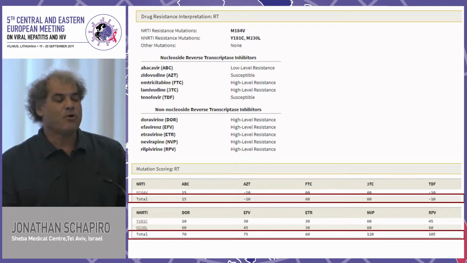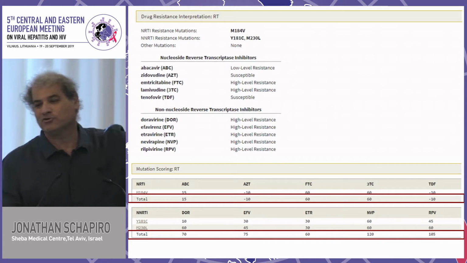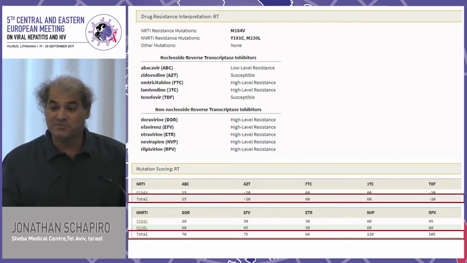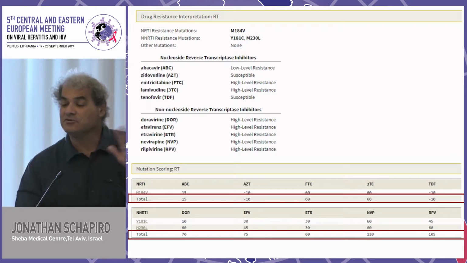But look at what happens to all our NNRTIs. Everybody has a score of 60 or more, which means I don't care if it's etravirine or doravirine or any other one, you lost them. You got resistance mutations. In fact, you have 2 mutations, and that class you can no longer use.